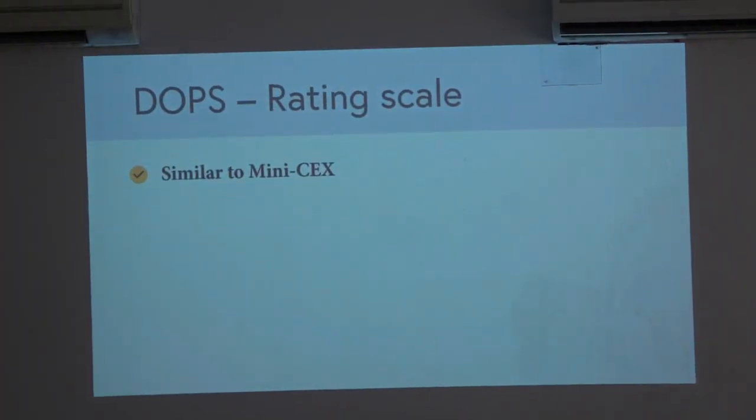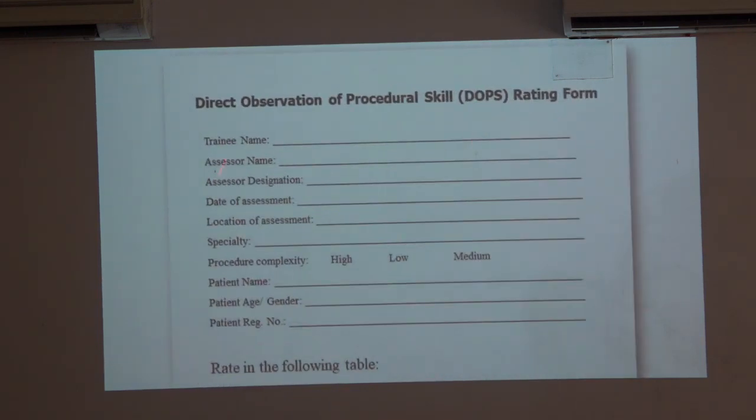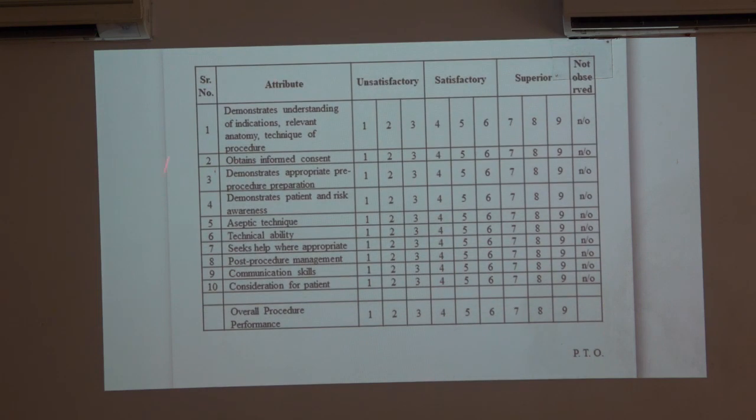The rating scale is similar to Mini-CEX. So I think I have given you the form which has 2 sides. Okay, this is the first side, this is the second side. Similar thing: trainee name, assessor, designation, date, location, specialty, procedure complexity. There it was case complexity, here it can be procedure complexity, patient's details. Rating is similar, right? Unsatisfactory 1 through 3, 4 to 6 satisfactory, and 7 to 9 is superior, and not observed.